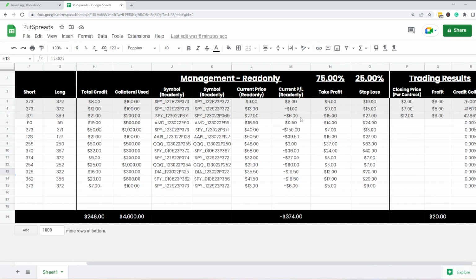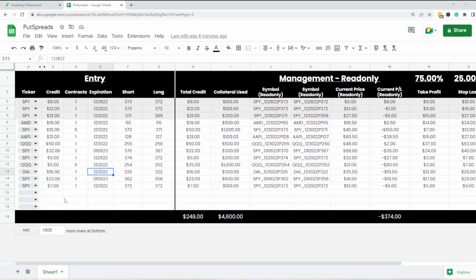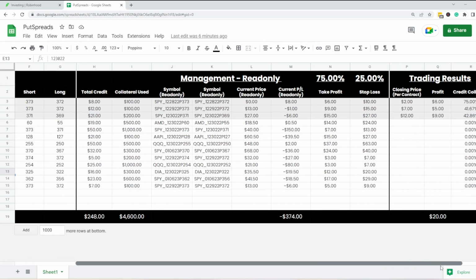So like I mentioned, this section is read only, and then this section you're going to have to manually enter just this column, and then these two will be auto populated. But yeah, so these are some different positions I opened. Like I mentioned, down pretty big on some of them.